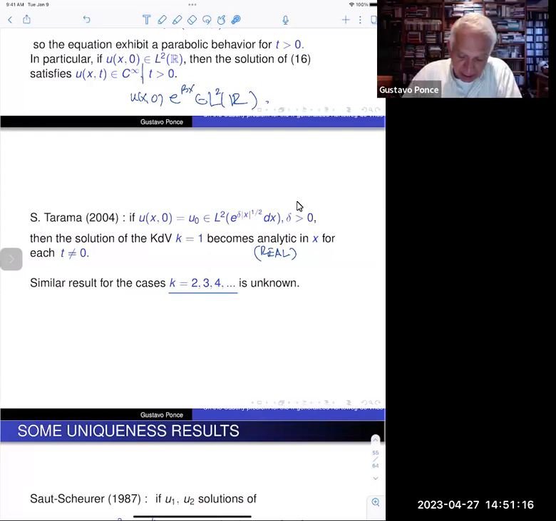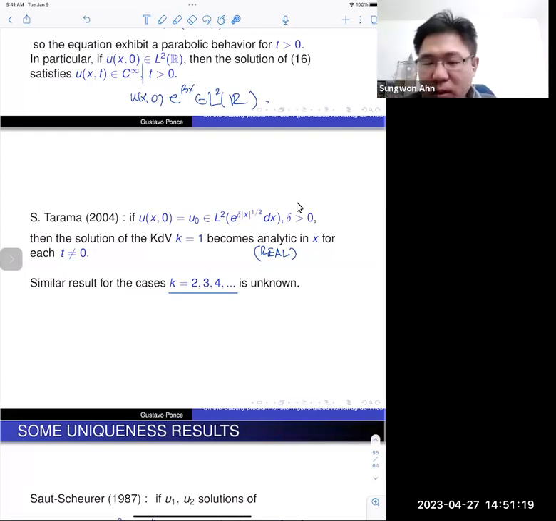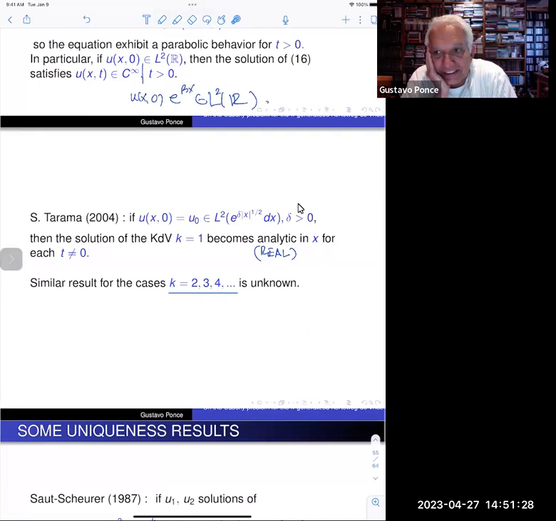Okay, let's see some uniqueness results. Just one question. Please. So is there a conjecture at least? I think when k is equal to 2 or 3, it should be. I think that this should be true for any power. Even if you put higher powers here. Suppose that you put a square here. Suppose I say if I have an initial data that is Gaussian, then the solution for k equal to 2, 3 becomes real analytic. That would be a beautiful result.